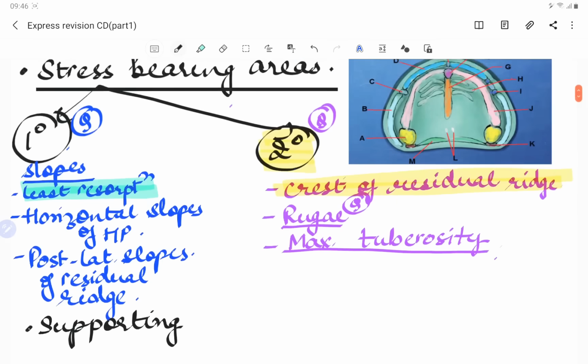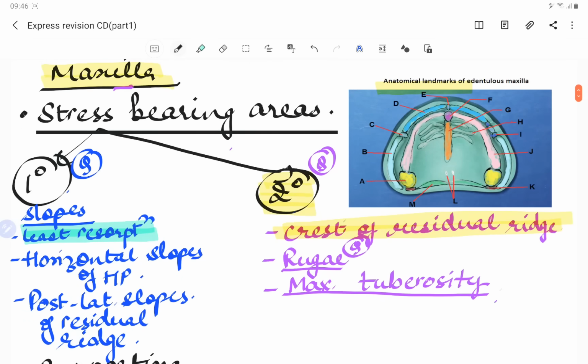I hope that you guys already know this. If you can see here in the diagram, J, the pink color one, is the crest of the ridge. Then we have got rugae in the H. Then we have got maxillary tuberosity. As you can see, the maxillary tuberosity is in the A, right? The yellow color one, this one.